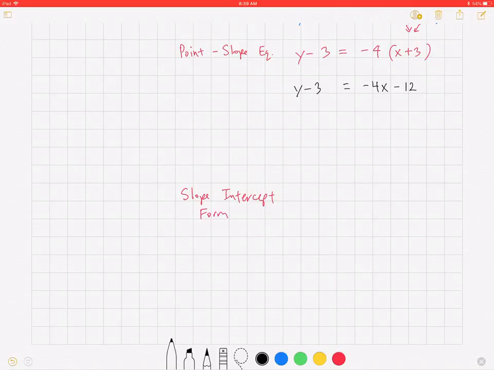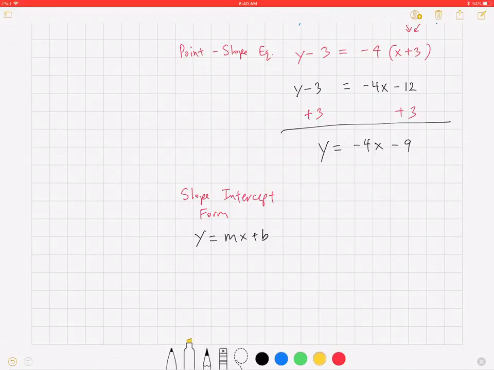Okay, the slope-intercept form equation, you want y equals mx plus b. Well, on the left side, you have y minus 3. So all you have to do now is just add 3 to both sides to get y by itself. So now you have y equals negative 4x minus 9. That's your slope-intercept form.